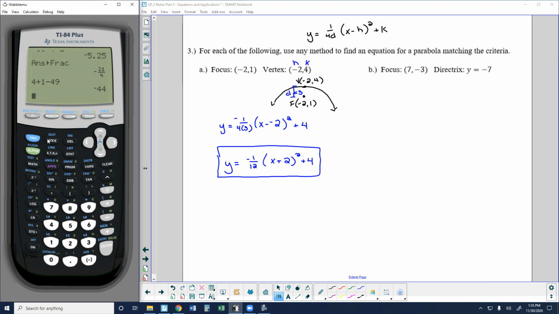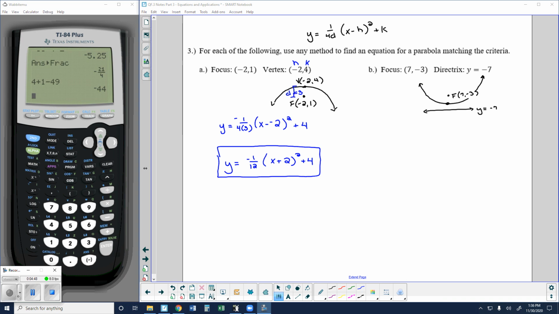So unless you're told you have to derive the equation, use the vertex form for a parabola and substitute into that value. Let's go ahead and take a look at B. I've drawn out a sketch for B: a focus at 7, -3, and a directrix at y equals -7. So I know this parabola opens up because my focus is above my directrix. The vertex happens somewhere in between those two, and the parabola has to open around that focus. So it's going to be an upward facing parabola here.